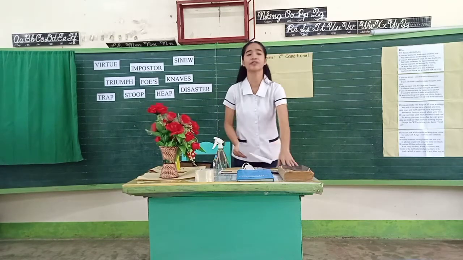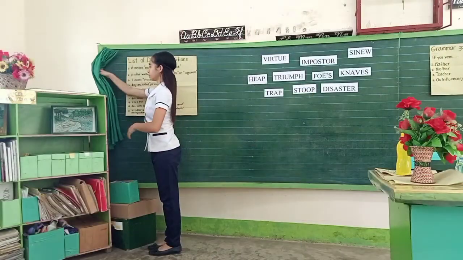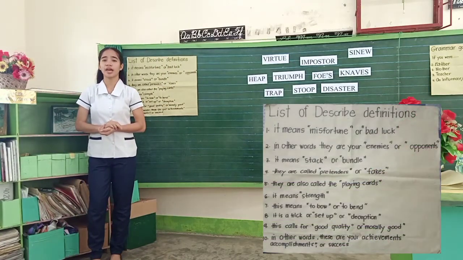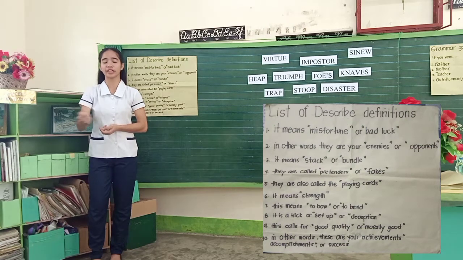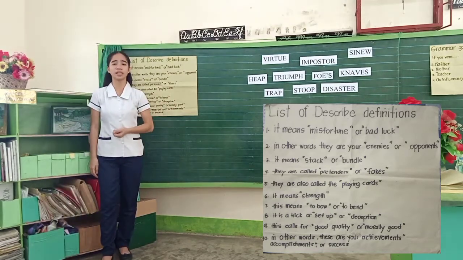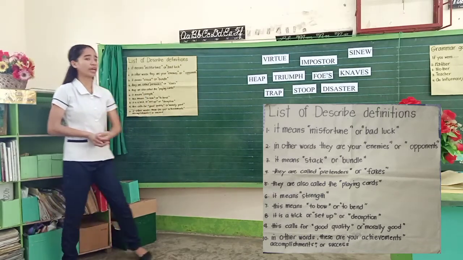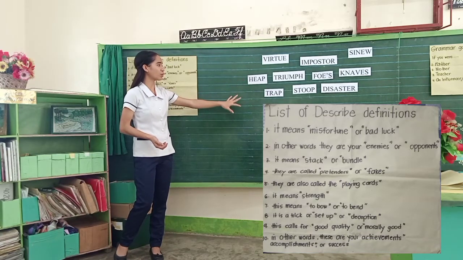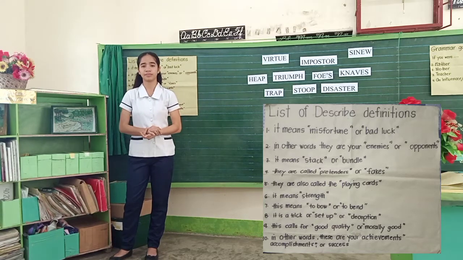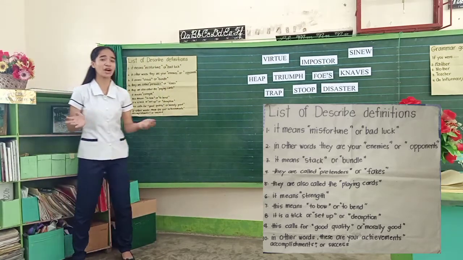Okay, let's have an activity first. Alright, so you will be grouped into 4 groups. So you may now start your counting, 1 up to 4. Okay. So I will be giving you 3 minutes to answer our activity on the board. You are going to choose here from the words and then you are going to arrange it. Is it clear, class? Okay. Time's up. Let's answer our activity.